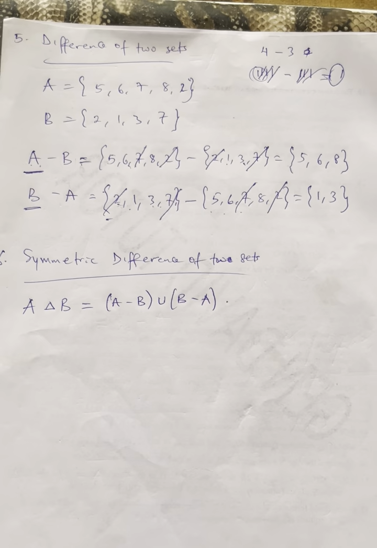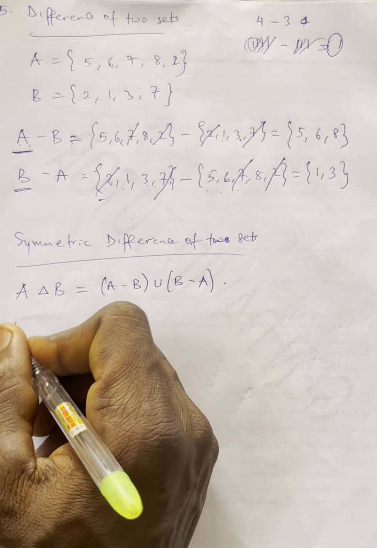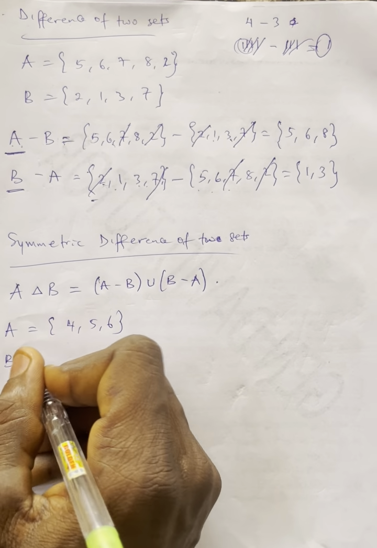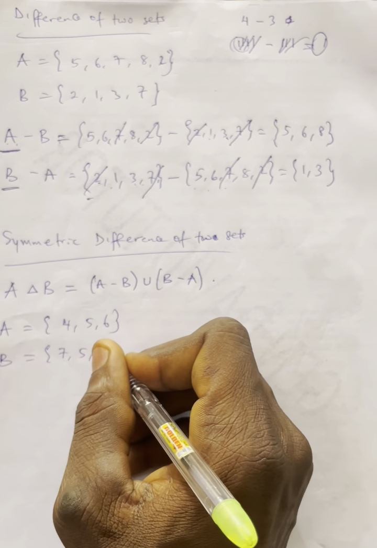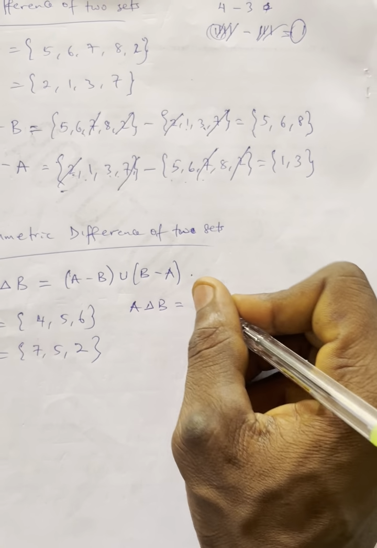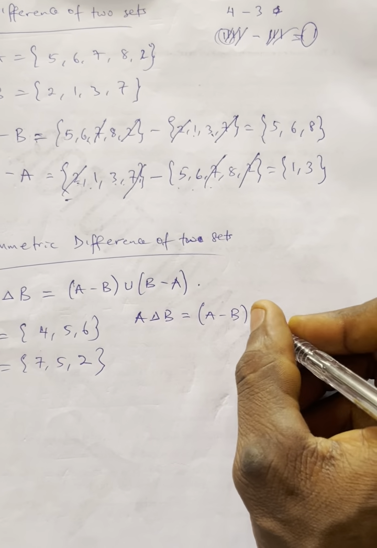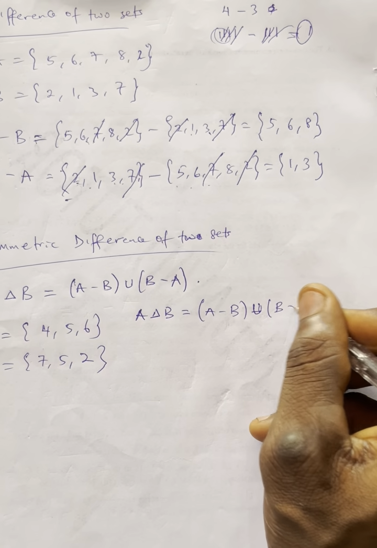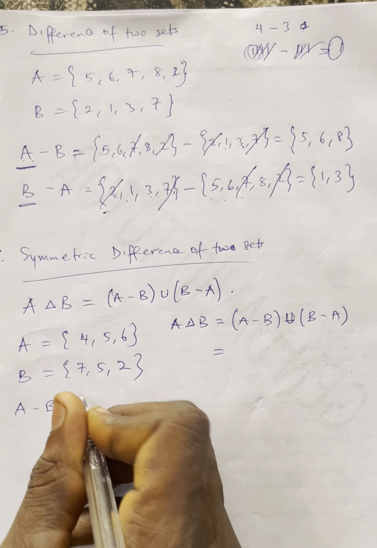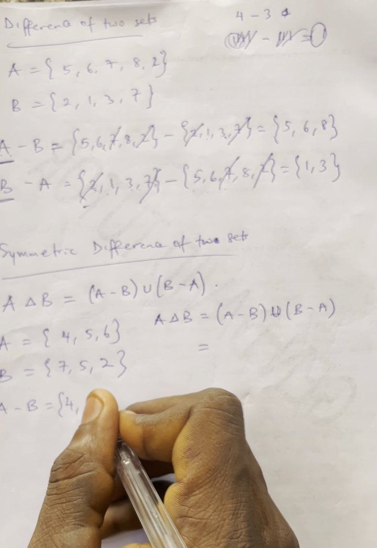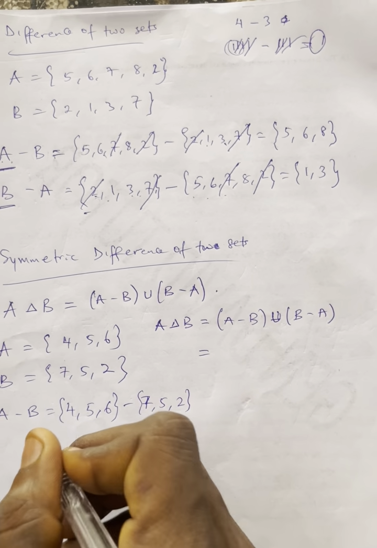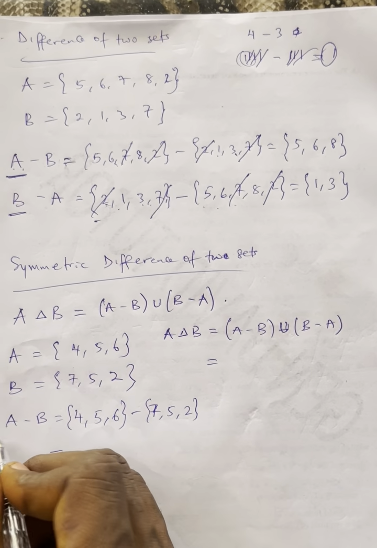That's the symmetric difference. Now if you have A equal to 4, 5, 6 and you have B equal to 7, 5, 2, let us now see. If you are asked to find A symmetric B, it is A minus B union B minus A. You know that. Now let us find what A minus B is. A minus B is equal to, what's our A? 4, 5, 6 minus what's our B? 7, 5, 2. Don't forget that A minus B is what remains in A.